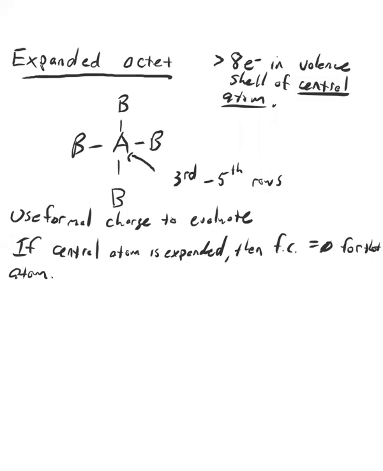So let me show you an example. I'm going to begin with SF4. Let's do SF4. That's what it looks like. So we're going to draw the Lewis structure for SF4. Okay. So let's see. You're going to do it pretty much the way you did it before. You identify the central atom. So here's sulfur. You've got 4 surrounding atoms.